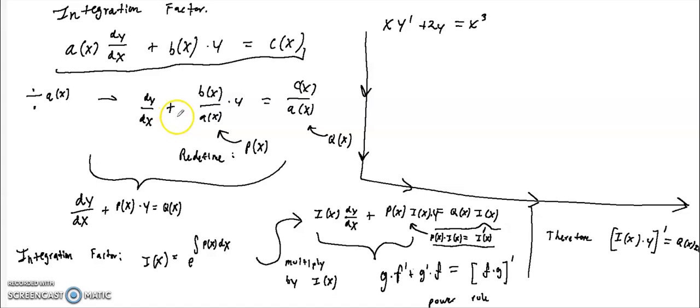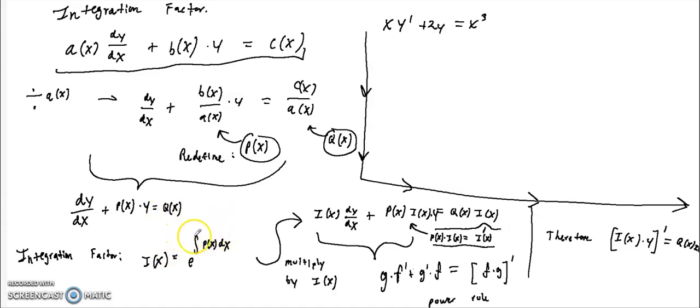What we're going to do is multiply. First you need to divide by a of x to isolate the dy dx, and by dividing a of x everywhere, we can redefine b of x over a of x as p of x. It just makes it a little more neat. And then c of x over a of x, we just redefine as q of x. This makes it a little less writing. And we get dy dx plus p of x times y equals q of x.